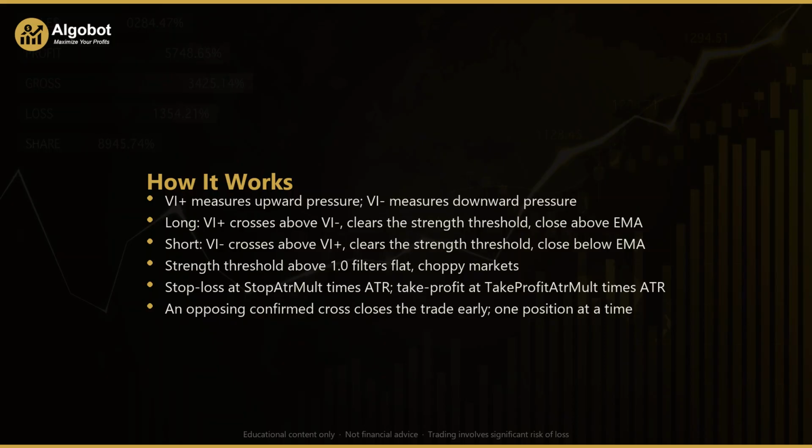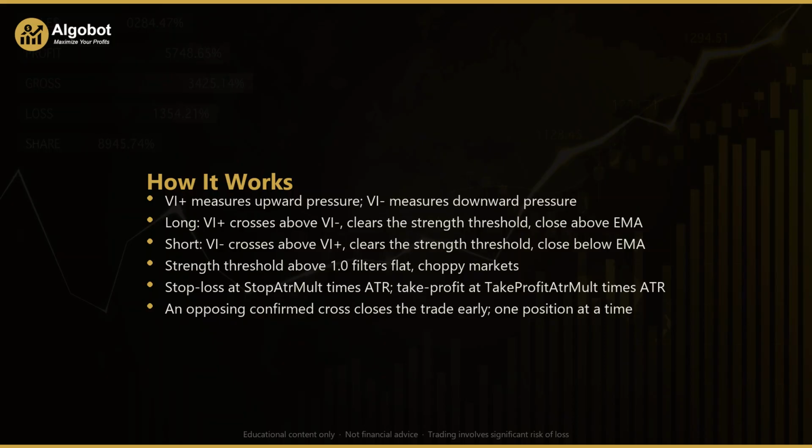First, the strategy computes the Vortex Indicator over the look-back period, which defaults to 14 bars. It calculates VI+ and VI- for the just closed bar and for the bar before it. By comparing the two, it can detect a crossover. A bullish cross is when VI+ moves from at or below VI- to above it. A bearish cross is the mirror image, when VI- moves above VI+.